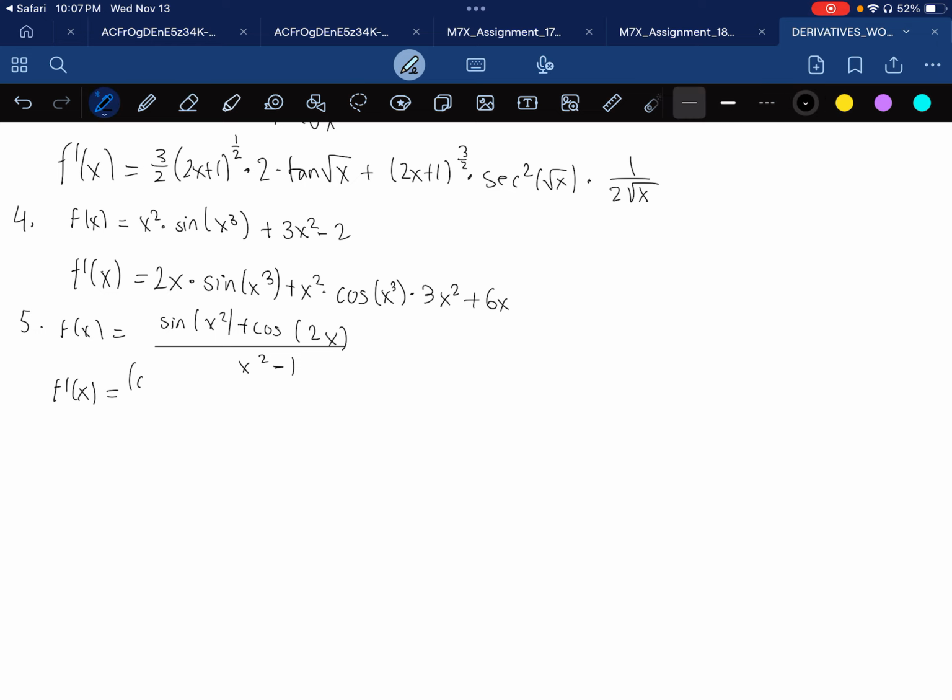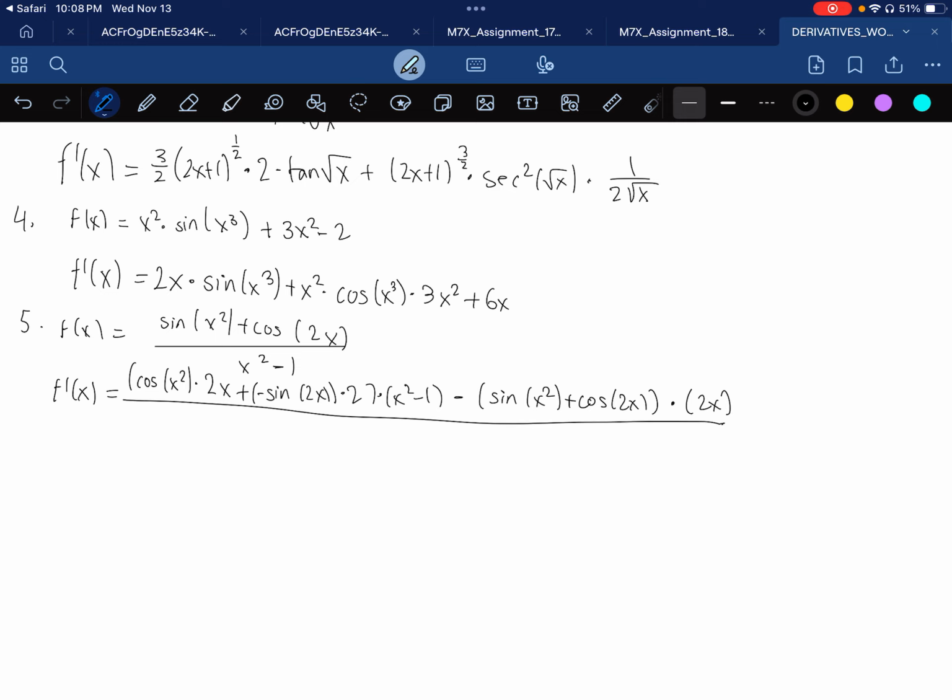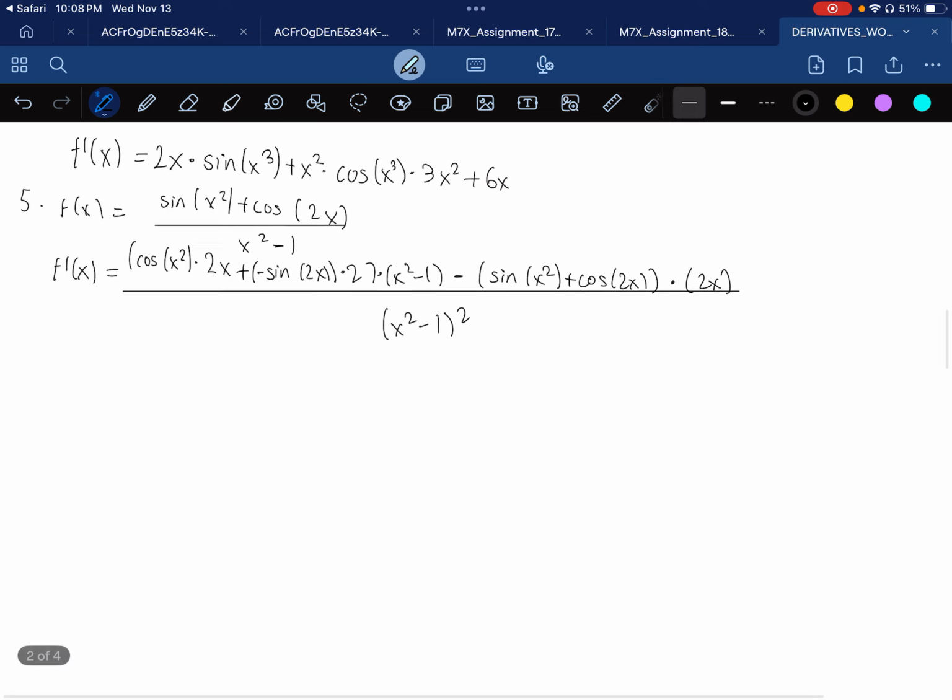The derivative of sine is cosine, and we'll just write our inside, multiplied by the derivative of the inside, plus the derivative of cosine is negative sine. And again, same thing, multiply by the derivative of the inside. And this is our derivative of the numerator, and we'll multiply that by the denominator minus our numerator times the derivative of the denominator, which is just 2x. And now all of that goes over the denominator squared.